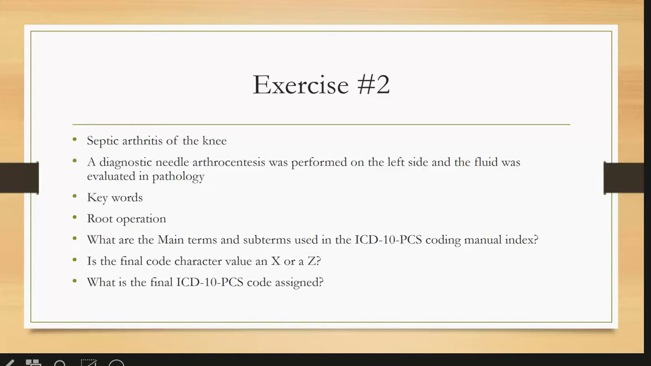Again, root operations in ICD-10 PCS are terms such as excision, resection, extraction, etc. What root operation would you assign based on that clinical information provided to you in the textbook exercise? What are the main terms and subterms used in the ICD-10 PCS coding manual index? Remember, we index by main term and then subterm, and typically our subterm is the anatomical location. What would be those specific main terms and subterms?